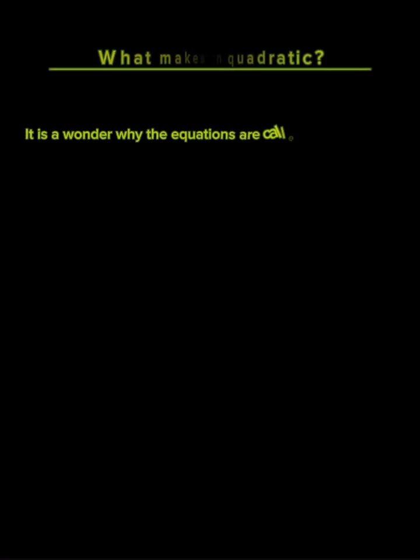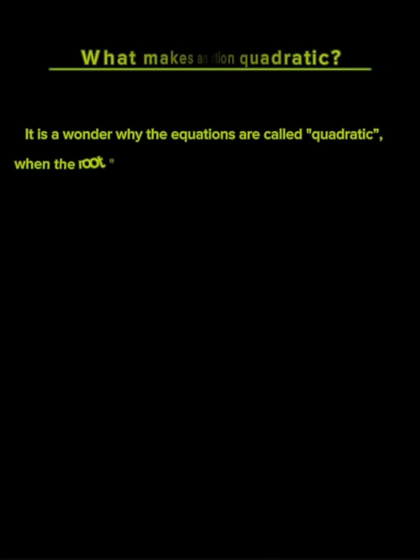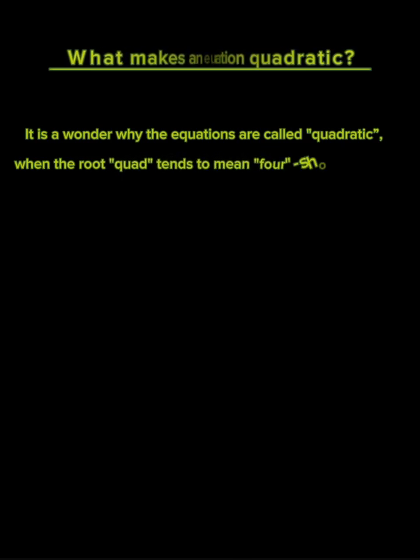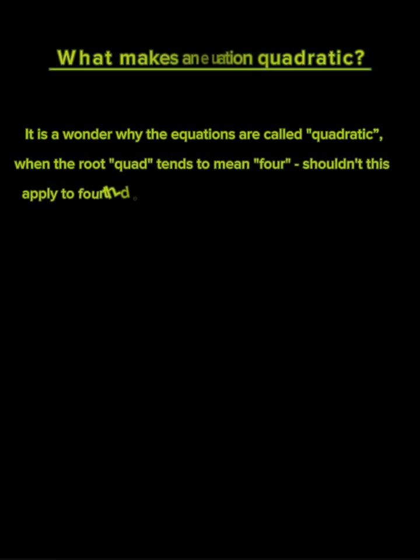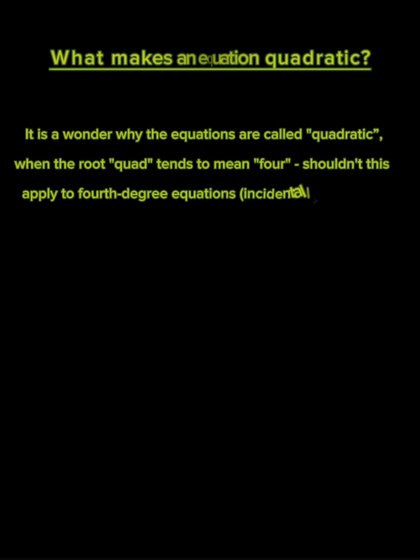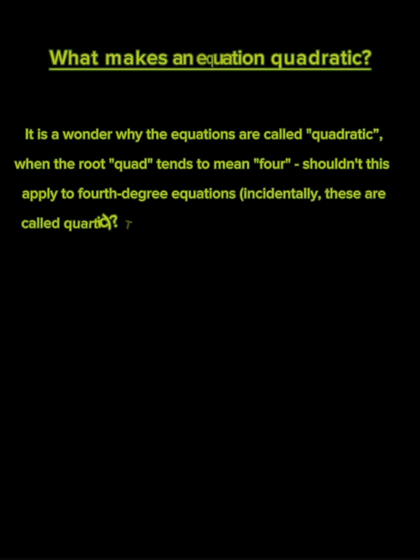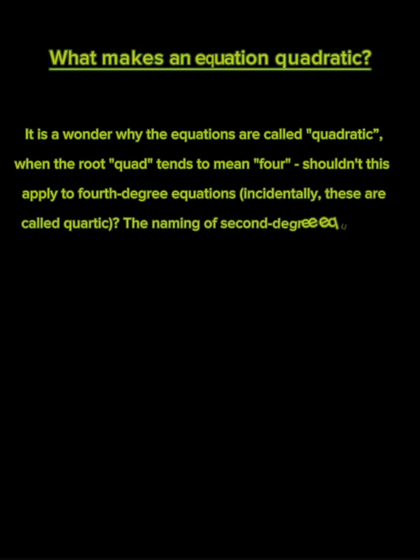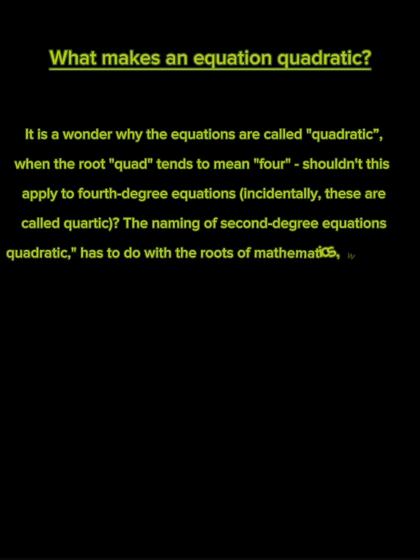Okay, what makes an equation quadratic? For me, it's a wonder why the equations are called quadratic, when the root quad tends to mean 4. Shouldn't this apply to a fourth degree equation? Incidentally, they are called quadratic. The naming of a second degree equation as quadratic has to do with the roots of mathematics.